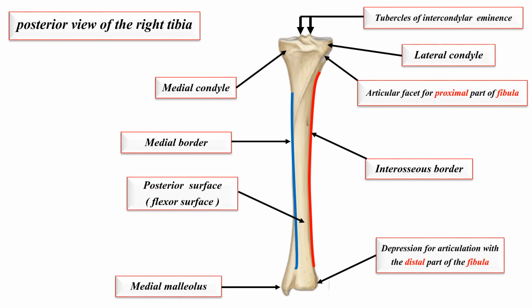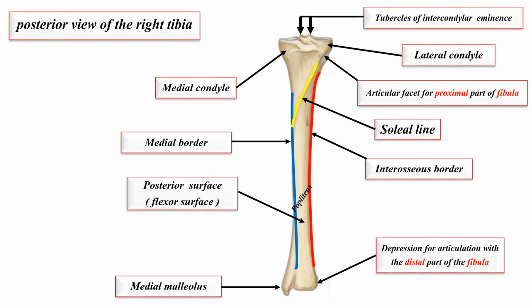Between the medial and lateral borders, this is the posterior surface, also called the flexor surface because some flexor muscles arise from this surface. In the upper part of the posterior surface, this is the soleal line. It runs obliquely just below the proximal tibiofibular joint. It runs across the posterior surface to reach the lower part of the upper third of the medial border.